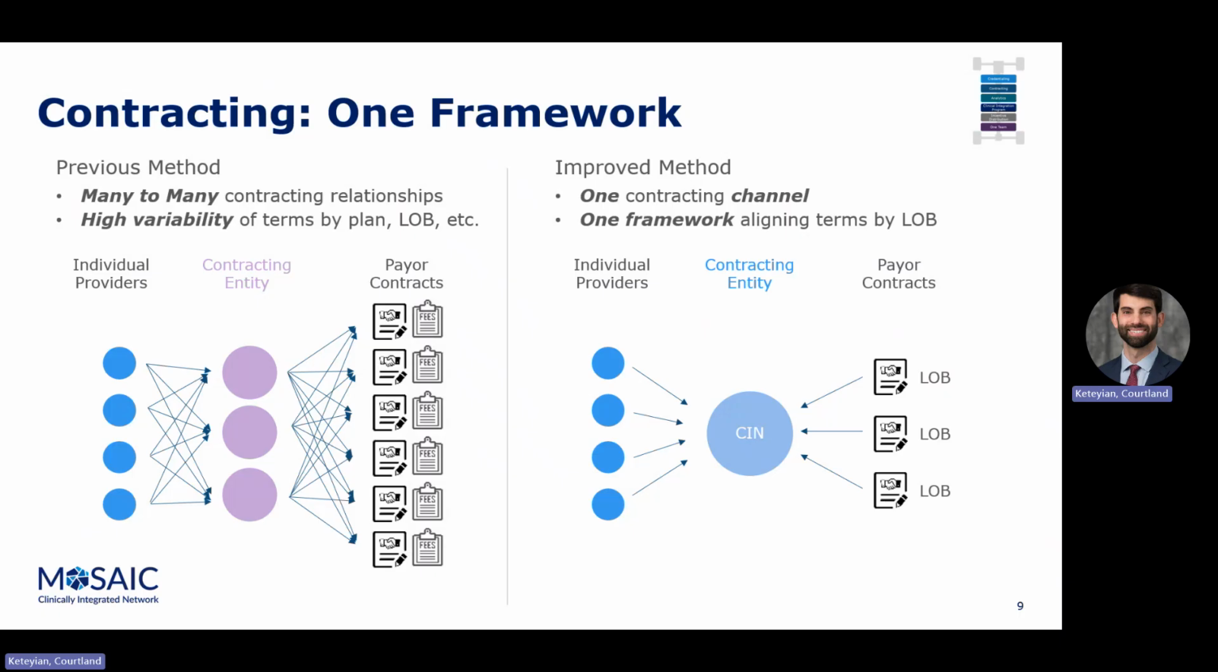This sets up how we interact with payers and then align our operations to be successful. And so now we do this as one collective unit, as opposed to fragmented, or using independent entities to do contracting for us.